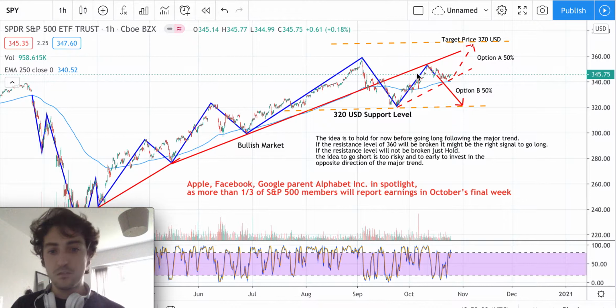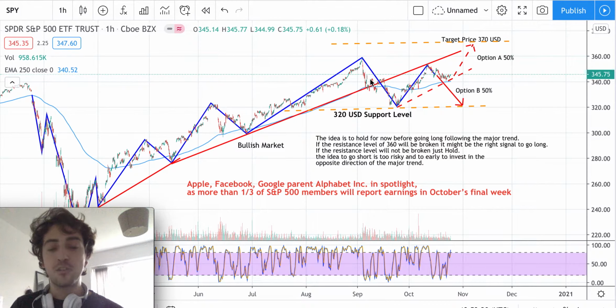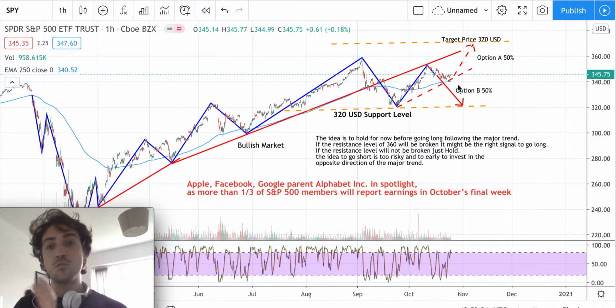It seems too early to define it as a reversal signal, so I think the option is still to go long following the major trend. So it's easier for a trend to follow the major trend rather than invert or revert its previous trend. So in conclusion, the idea would be to go long following the major trend, but not now.